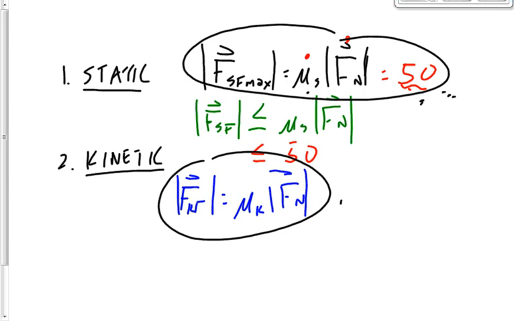Right? So I pushed on John's desk with 20, nothing happens. 40, nothing happens. 50, nothing happens. 51, well, it's no longer static friction. Now it's kinetic friction. And we're going to find the value of kinetic friction by multiplying the coefficient of kinetic friction by the normal force. Which one's going to be smaller, static or kinetic?